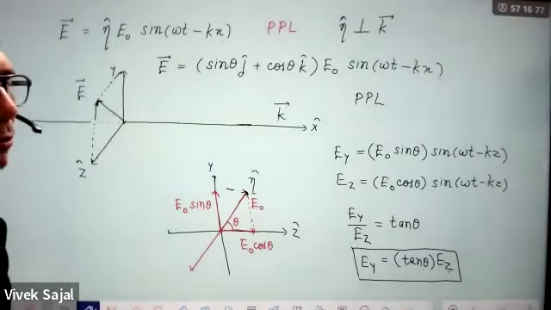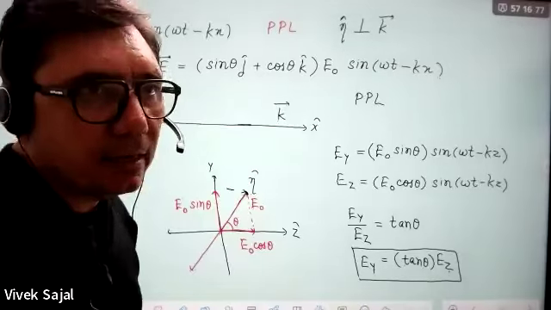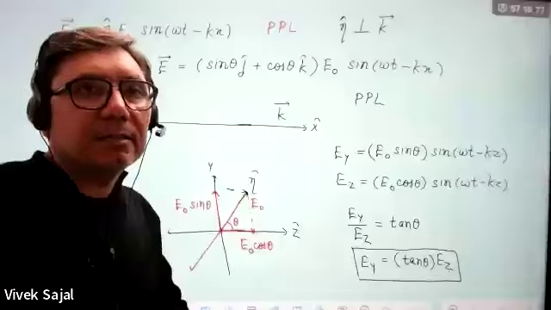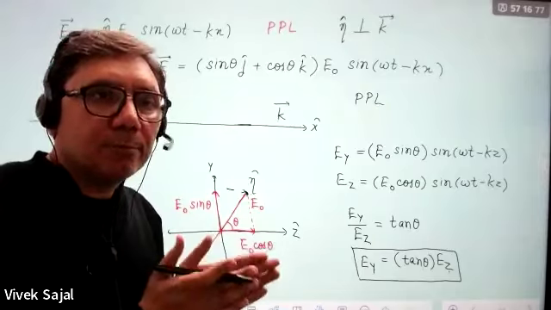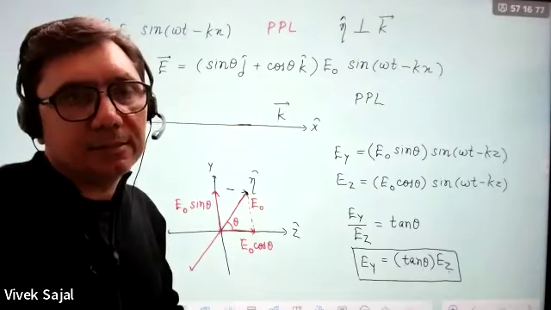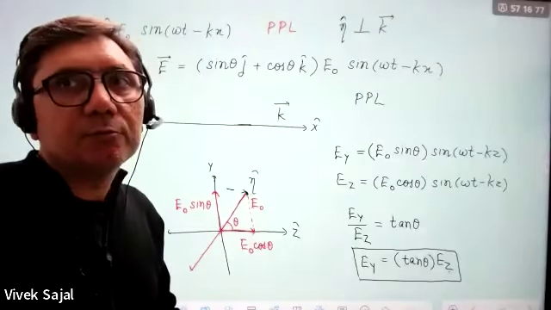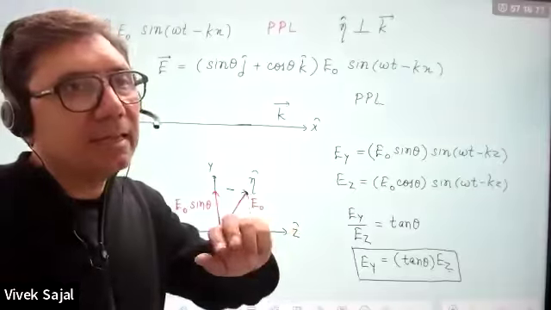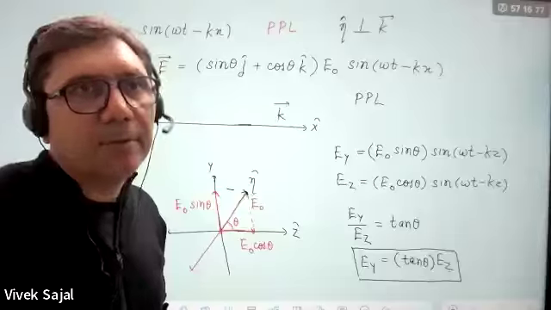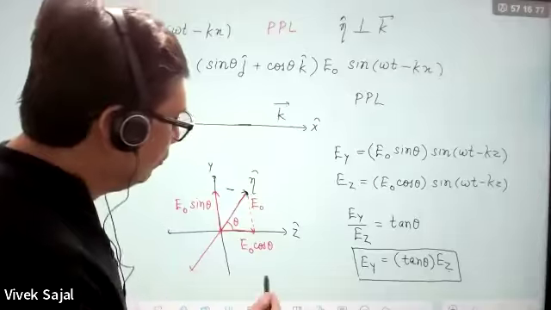So basically a single plane polarized light can be resolved into two components. You can say that a plane polarized light is the superposition of two mutually perpendicularly polarized lights. It can be written as the superposition of two mutually perpendicular plane polarized lights.